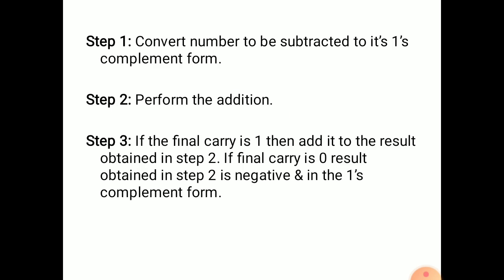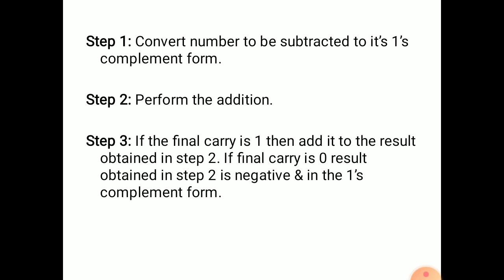Therefore, we can represent the subtraction of a minus b in the form of addition, a plus in bracket minus b. We can represent number b, which is to be subtracted, in its 1s complement or 2s complement form and use addition instead of subtraction to get the result of a minus b. Now in this lecture we are seeing subtraction using 1s complement.